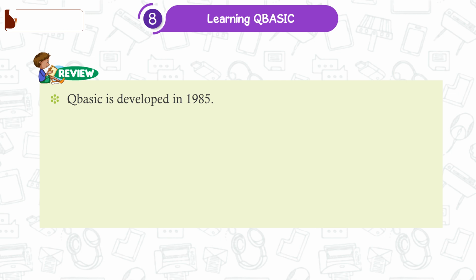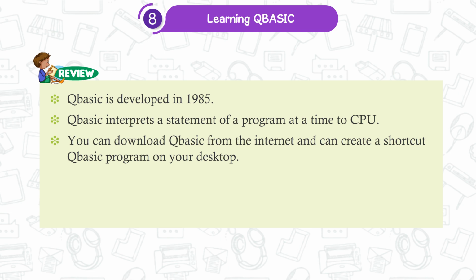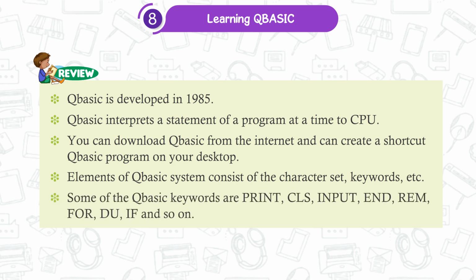Review. QBasic was developed in 1985. QBasic interprets a statement of a program at a time to the CPU. You can download QBasic from the internet and can create a shortcut to the QBasic program on your desktop. Elements of the QBasic system consist of the character set, keywords, etc. Some of the QBasic keywords are print, CLS, input, end, rem, for, do, if, and so on.